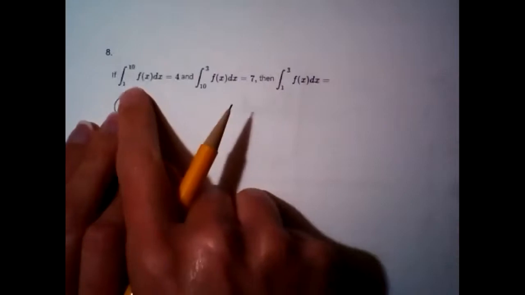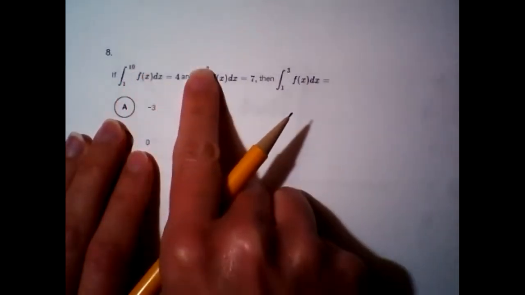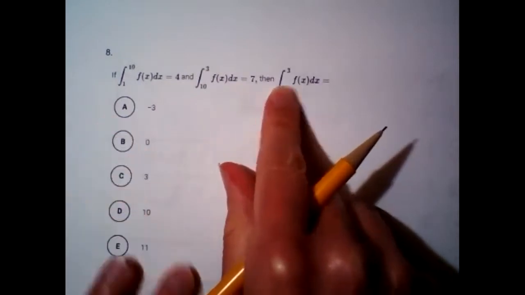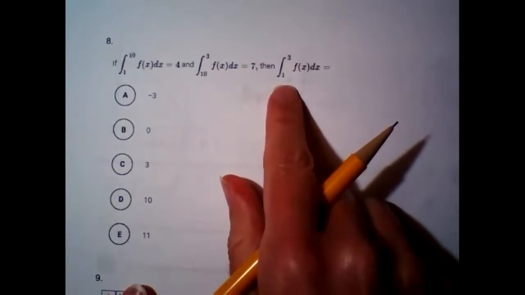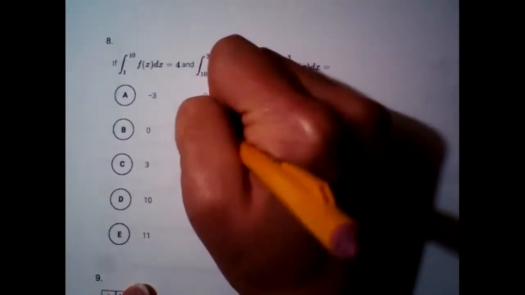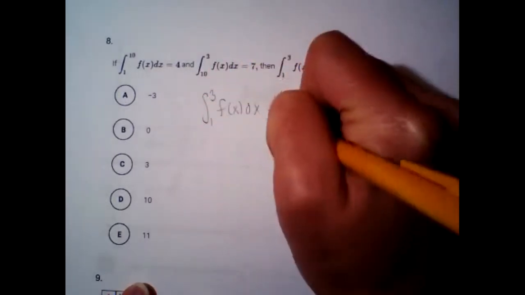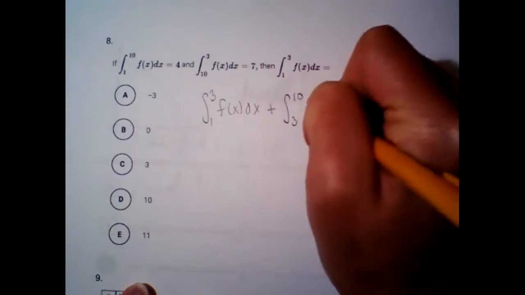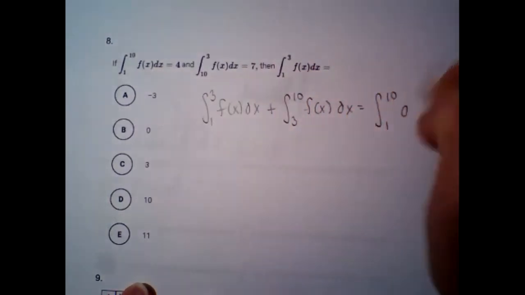Right, here we have the integral from 1 to 10 of this function is 4. From 10 to 3 would be 7. We want 1 to 3. So again, we're going on a journey from 1 to 10, and we're doing a rest stop at 3. So from 1 to 3 plus from 3 to 10 is going to give you all the way from 1 to 10.